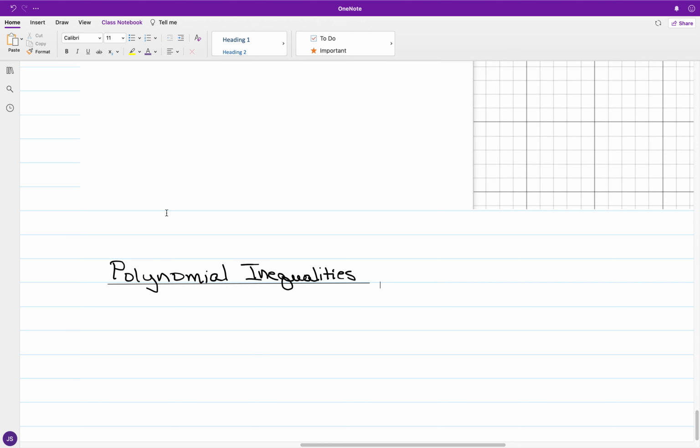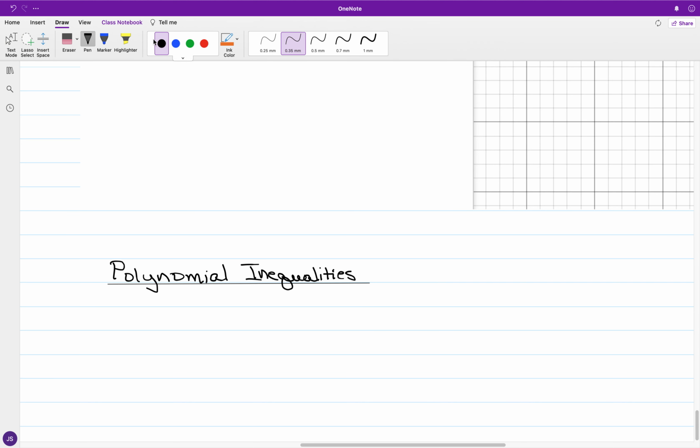Okay, and let me just kind of kick things off. Now we've been looking at determining zeros on an intermittent basis, and let's say, let me do it this way. Let's say if you're looking at determining the values of x for the following.